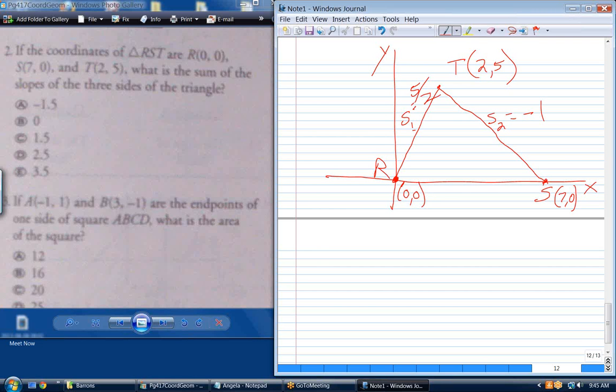What's the slope of the third side of the triangle? It's going to be 0. What's the sum of those 3 numbers? 3 over 2. Correct, which is 1.5. Okay? Okay.